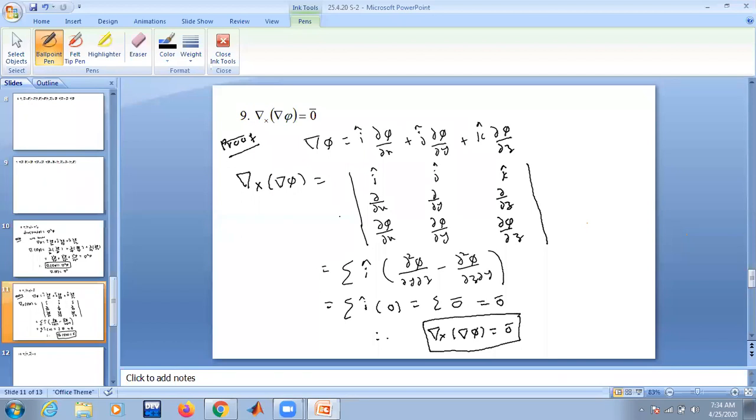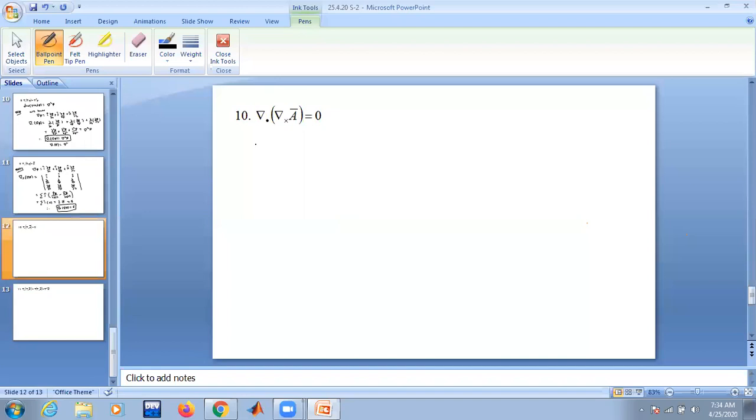So next result, what is the 10th result? Divergence of curl a bar. Divergence of curl a bar is always 0. Whatever the vector you give, if you find the divergence of the curl of that vector, you always get 0. So how do we prove this result? This is also very easy to show.